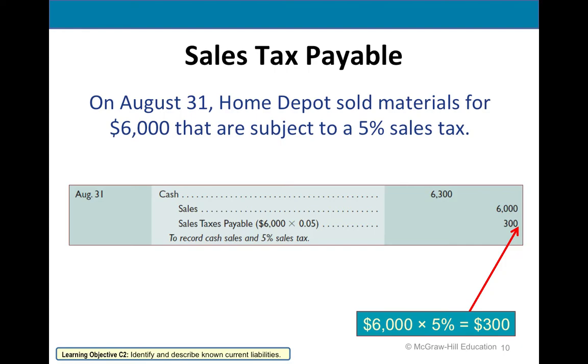Here it says Home Depot sold materials. Remember, every time you pay an extra 5%, the customer paid for a $6,000 sale, and had to pay an extra $300 in sales tax. The extra $300 becomes a liability because now Home Depot owes this to the government. All they can do is take it from us, the consumer, hold on to it, and when the due date comes, they'll pay the sales tax.